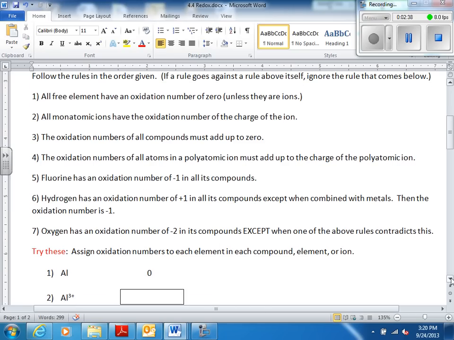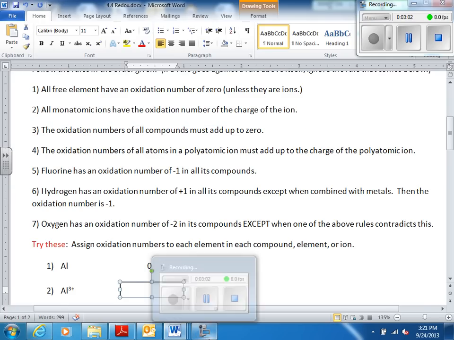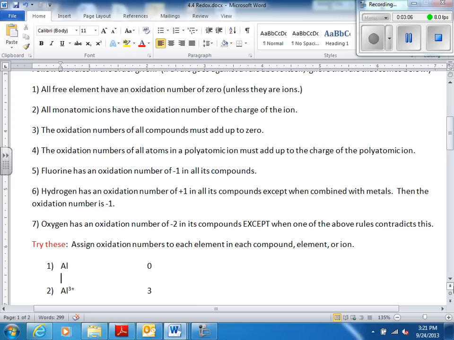Okay, Al3+. It's not a free element. That's an ion, so this rule doesn't work. Monatomic: mono means one, atom is an atom, so single atom ions. Ions are things that have charges. This has a charge, and it is one atom, so this is a monatomic ion. Monatomic ions have the oxidation number of the charge of the ion. So you should know what this one is before I show you. It is +3.